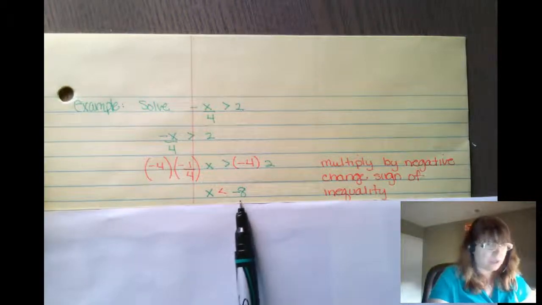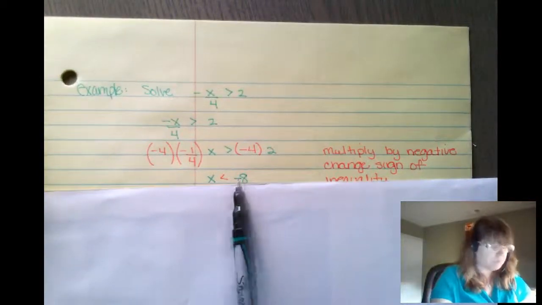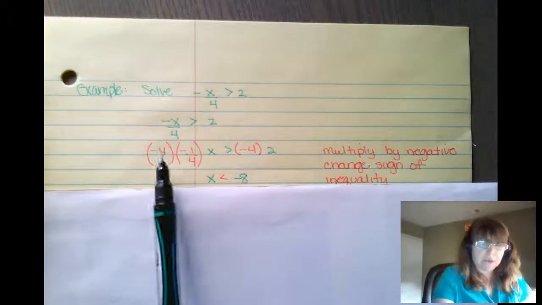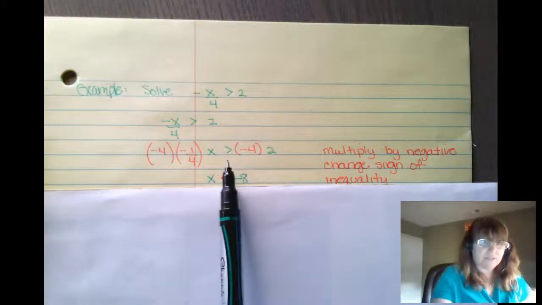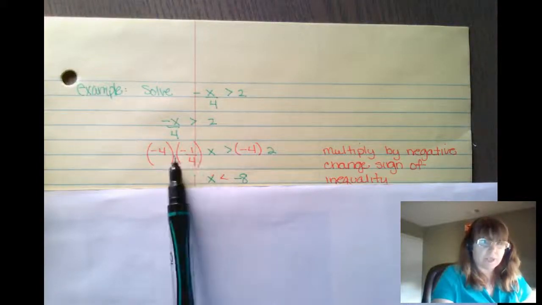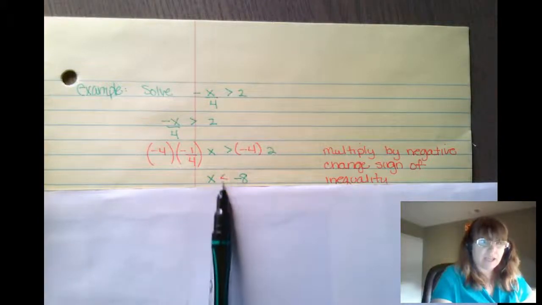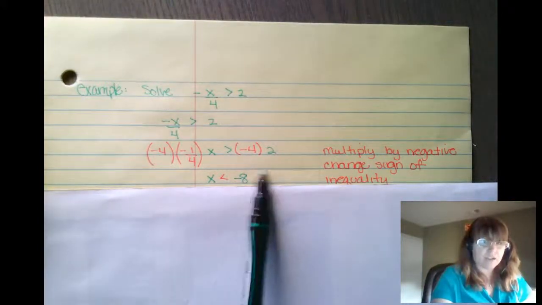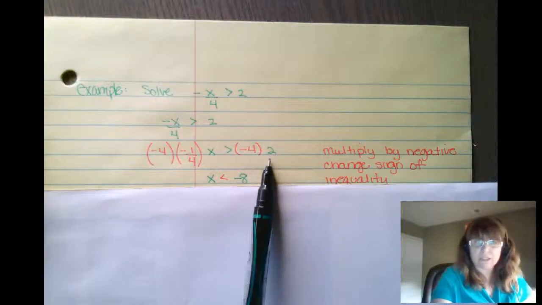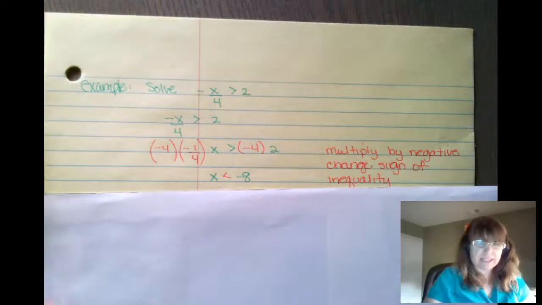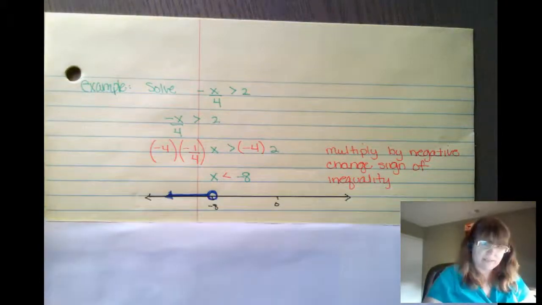Again, let me walk through this one more time. When I multiply or divide by a negative number, I must flip the sign of the inequality. So multiplying by negative 4 to each side, right now it's greater than, it becomes less than, and then I do the math. Negative 4 times 2 is negative 8. So x is everything less than, but not including, negative 8.